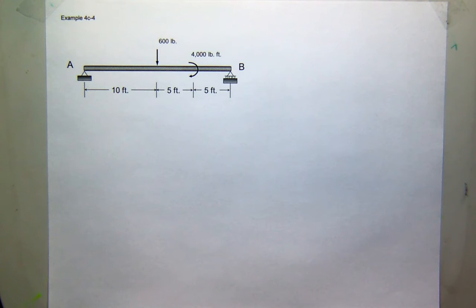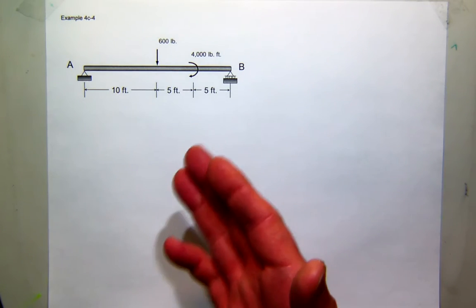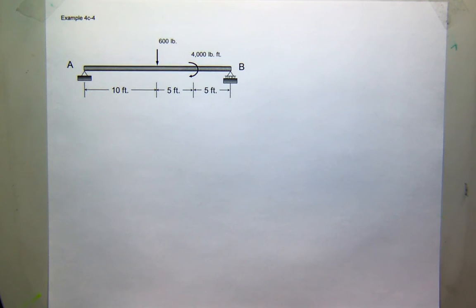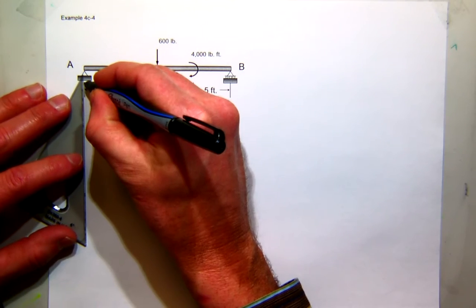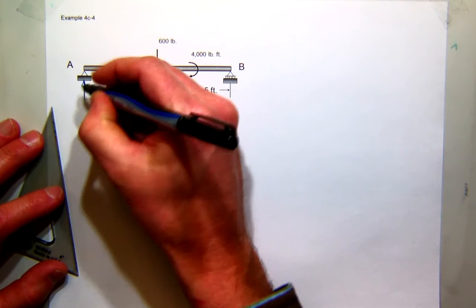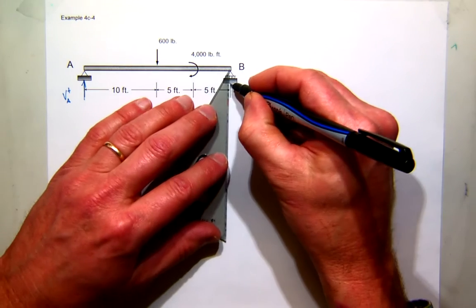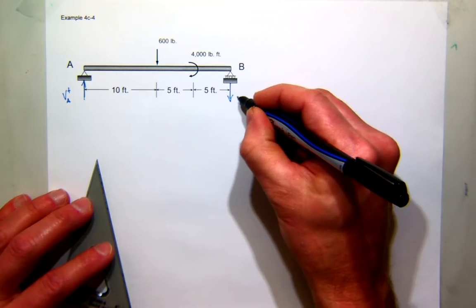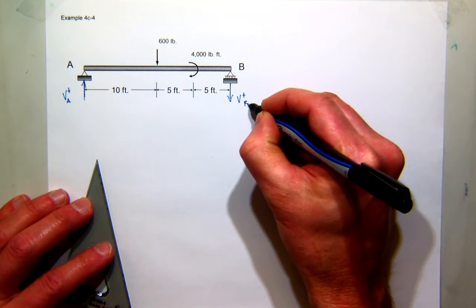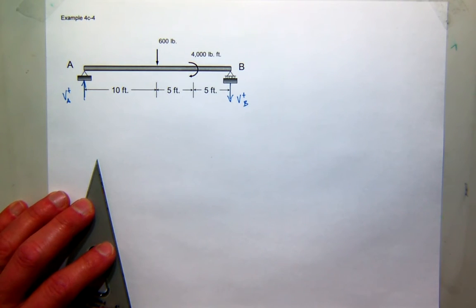Okay, let's work on this problem. Now, this is one I don't know the reactions right off the top of my head, so we're going to have to solve for the reactions first. So I'm going to go ahead and draw in the positive shear at A and the positive shear at B. And then I'm going to have to go solve for those.